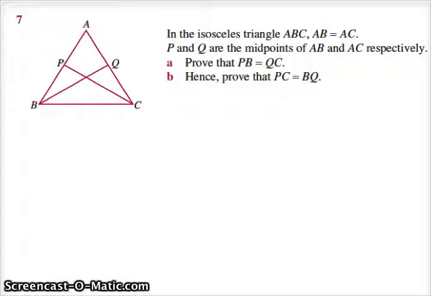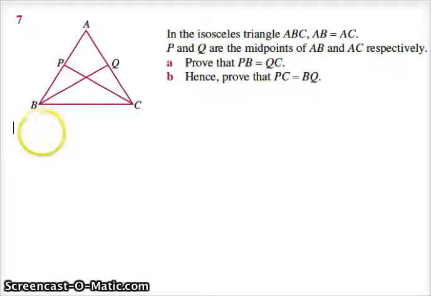Okay, students, we're now looking at exercise 14.6, question 7. We can see that we have a triangle there. It's an isosceles triangle, ABC, and we're told that lengths AB is equal to AC. And we're also told that P and Q are the midpoints of AB and AC respectively.